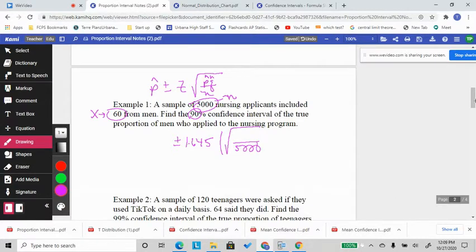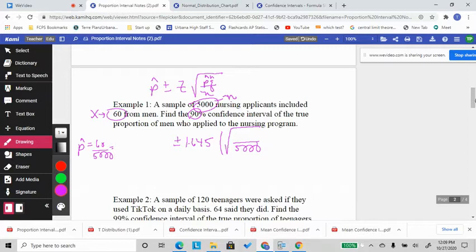But I need decimals for these. So you can do this by hand first. P hat comes from 60 over 500. And we can do that first. So 60 over 500, you can calculate that decimal and then put everything in.